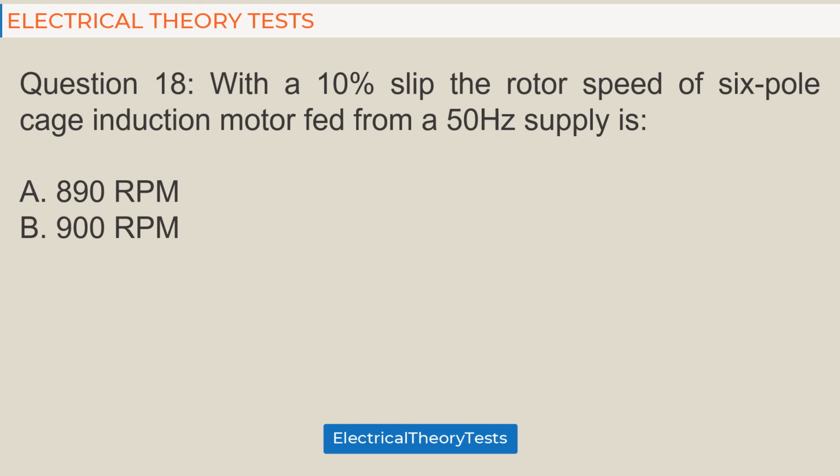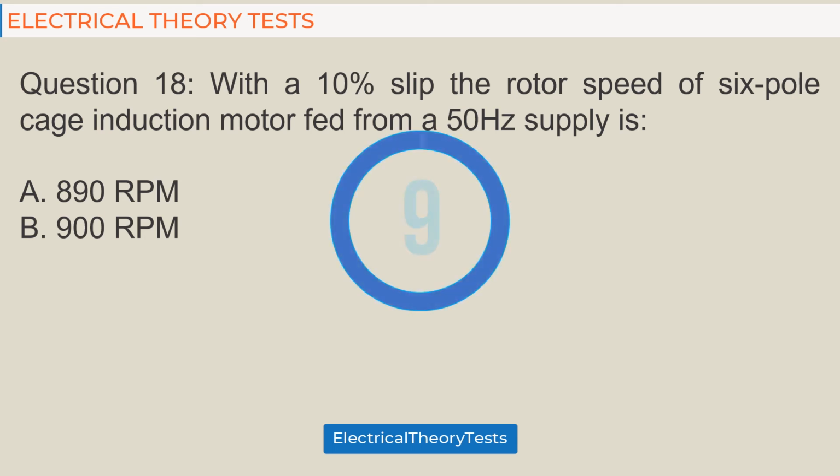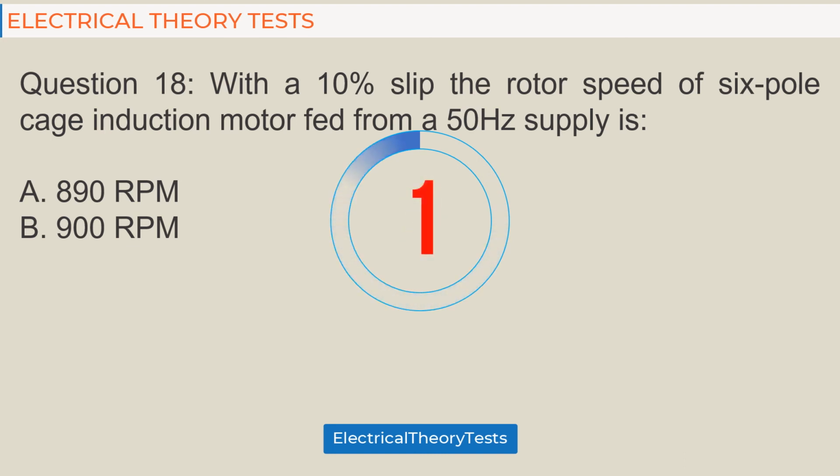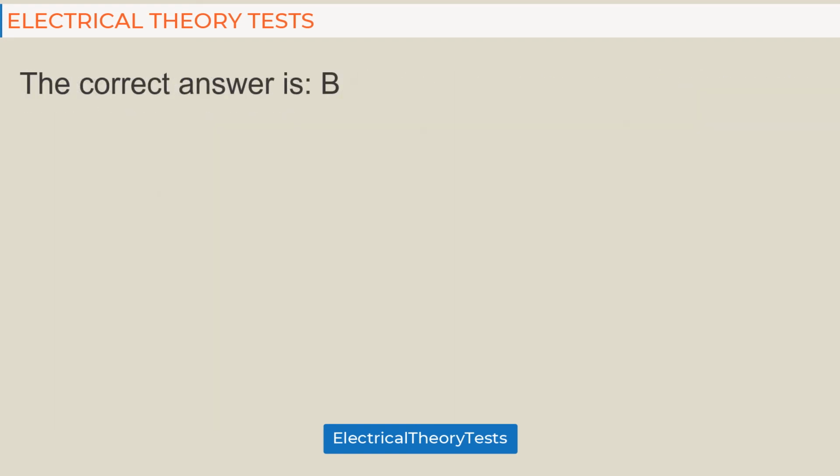Question 18. With a 10% slip, the rotor speed of a 6-pole cage induction motor fed from a 50 Hz supply is A. 890 rpm. B. 900 rpm. The correct answer is D.